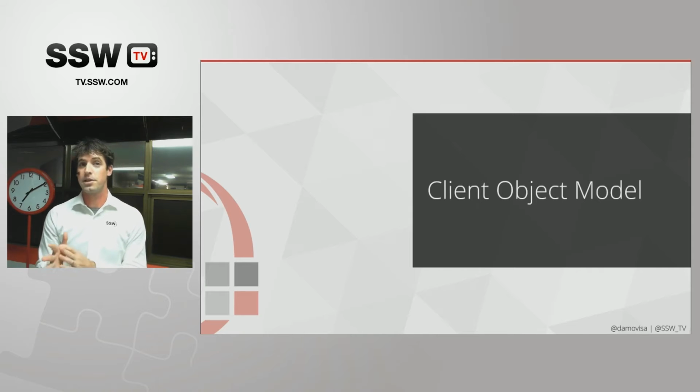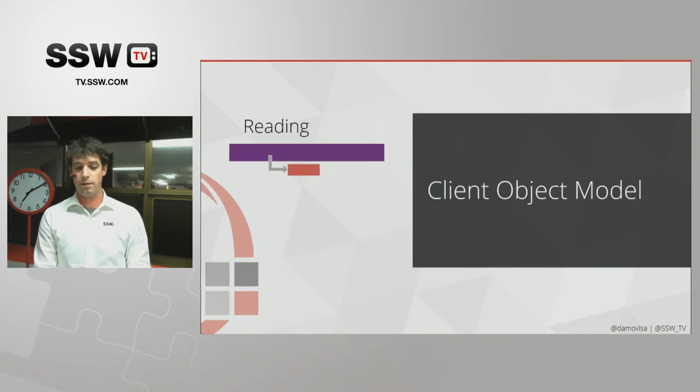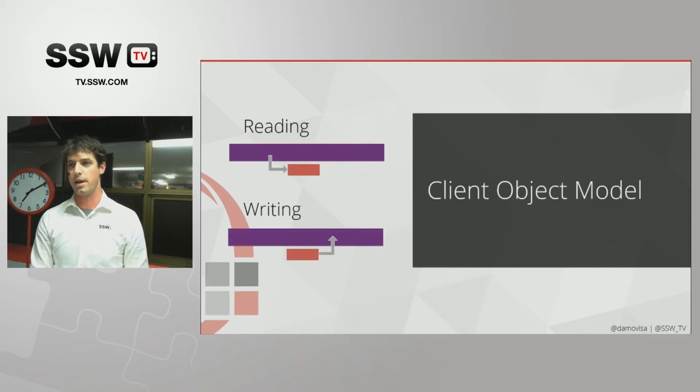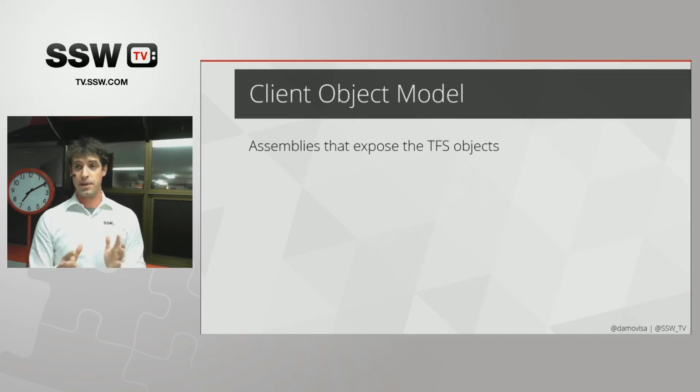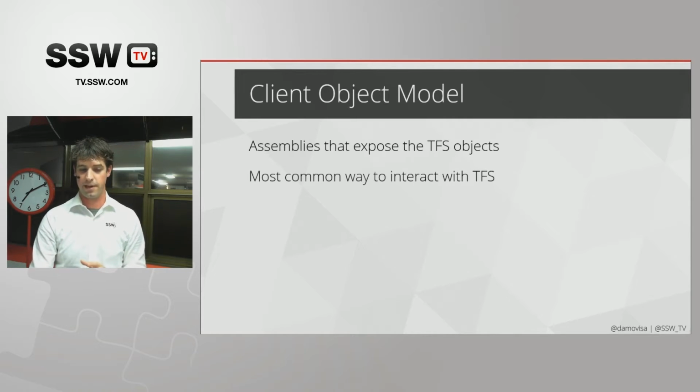Right, so I'll move into the client object model. This has been around for a while, and it basically lets you read and write to and from TFS. It's really cool because it's basically a set of assemblies that are readily available. If you have Visual Studio on your machine, you probably have them. They expose basically everything inside TFS to you, and it's the most common way that any third-party application will talk to TFS.